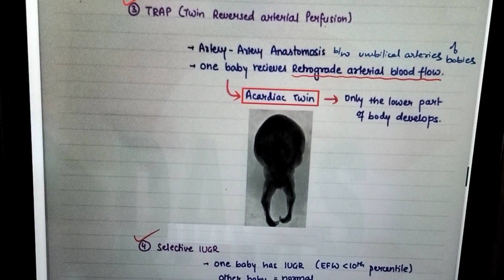Another complication is twin reversed arterial perfusion, TRAP. Here, artery to artery anastomosis between the umbilical arteries of the babies is seen. One baby receives retrograde arterial blood flow, causing a cardiac twin. Only the lower part of the body develops.